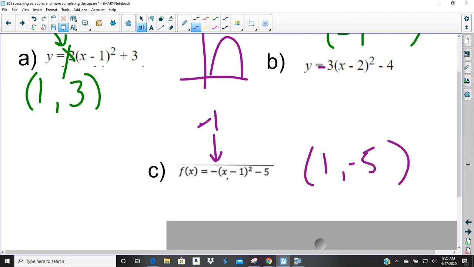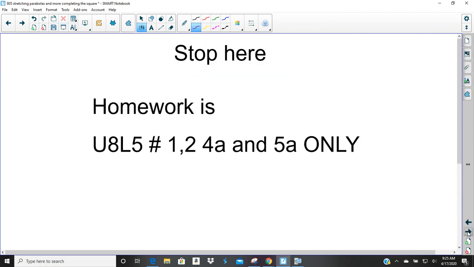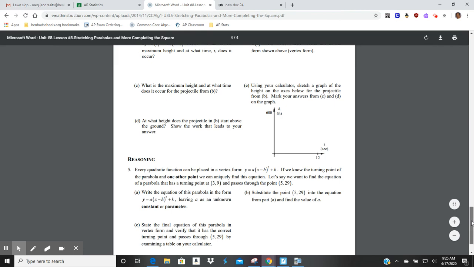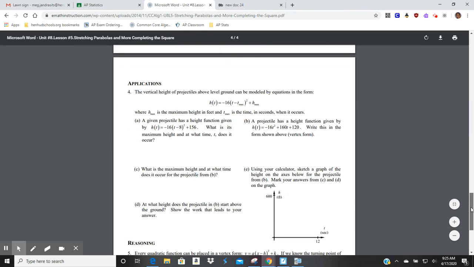Okay, so what am I talking about here? Let me just show you. So our homework is only going to be question 1, question 2, question 4A, and question 5A. I don't want you to get upset about question 4A. I don't know what to do, Mrs. J. I want to walk you through it real quick. They have a projectile. Someone shot something in the air, and here's the formula.